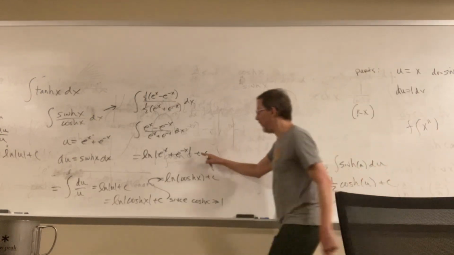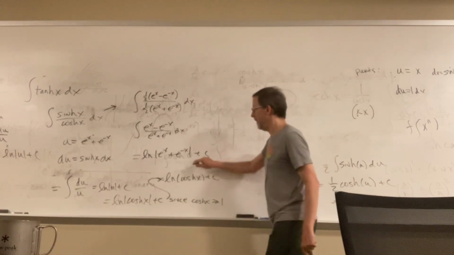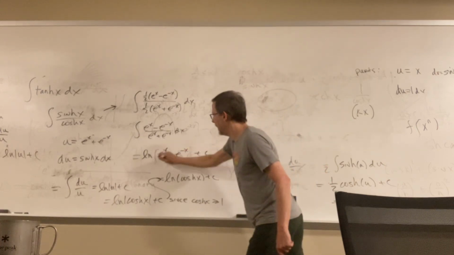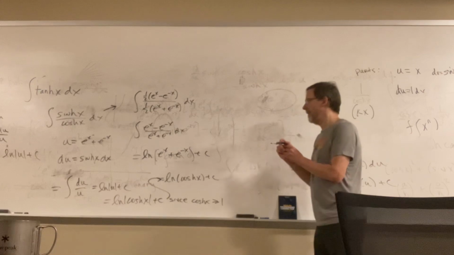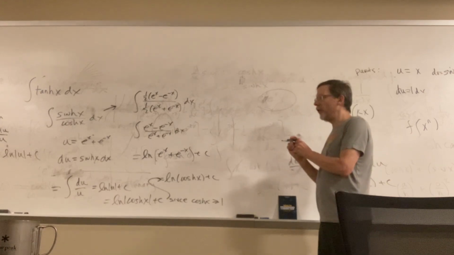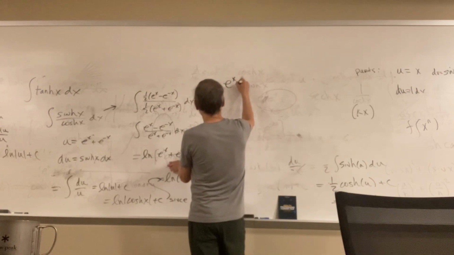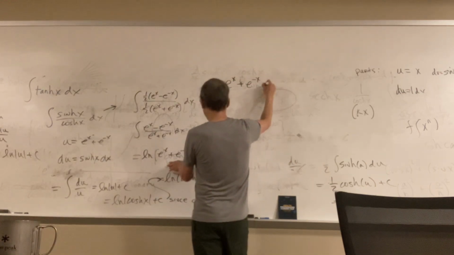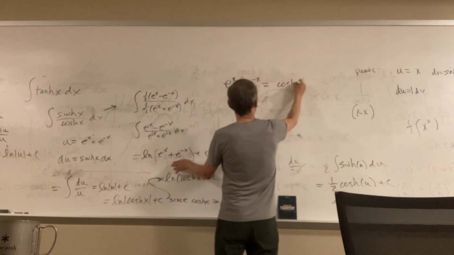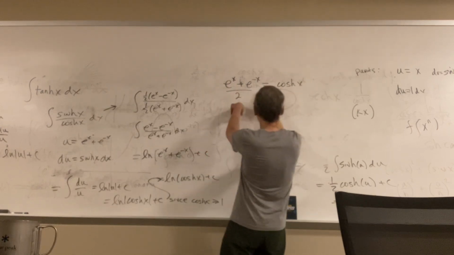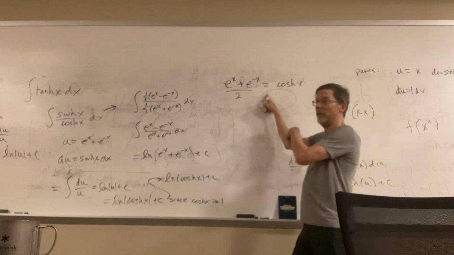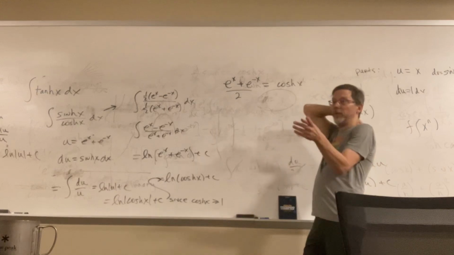Why are these two the same? Well, okay, so we know that e to the x plus e to the negative x is the same thing as the hyperbolic cosine of x. Close, right? Or did I have that wrong? Well, it's not exactly. We're missing the 2. So you're right about this, but I need the 2. You were just missing the 2.